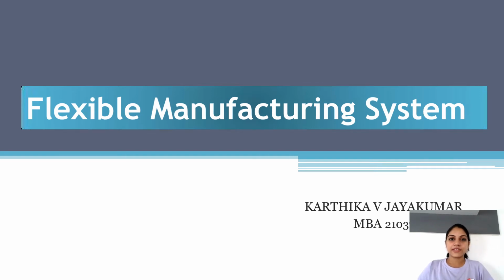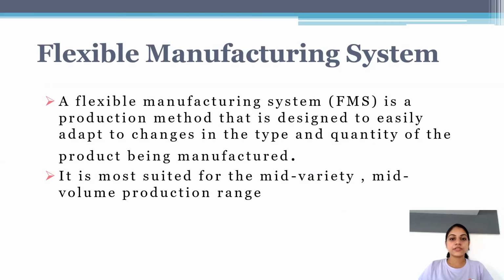So today I'll be presenting about the topic flexible manufacturing system. Flexible manufacturing system is a production method which is designed easily to adapt to changes in the type and quantity of the product being manufactured. Basically, it means that it is a flexible system which would allow to adapt to both predicted and unpredicted changes, and it is suited for mid variety and mid production range.